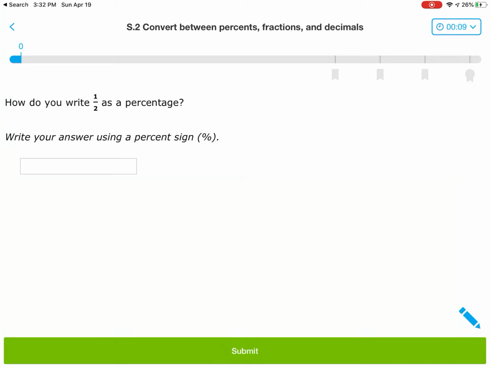Alright, ladies and gentlemen, we do not have a new lesson for today. Today we are going to be doing our last part of our lesson for 7.2, fractions, decimals, and percents. The only thing that you need to accomplish today is this one IXL. It is in 6th grade, S.2. It is convert between percents and fractions.